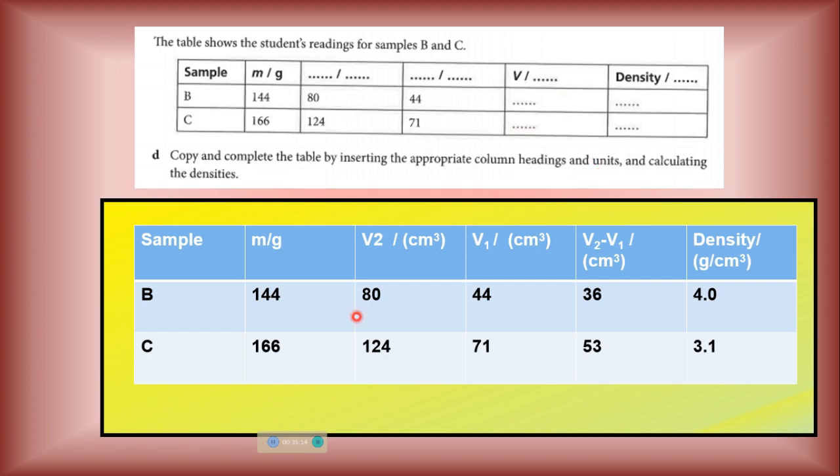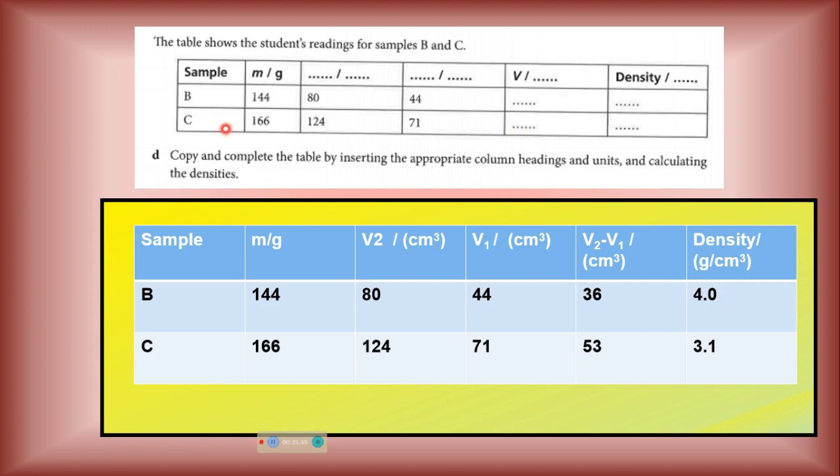As this mass is of rock sample B, between these two values we know that V2 will be greater than V1. So V2 is 80 and V1 is 44. The volume of rock sample B will be V2 minus V1. It is 80 minus 44, 36. And density is equal to mass divided by volume. So 144 divided by 36 is equal to 4 gram per centimeter cube.